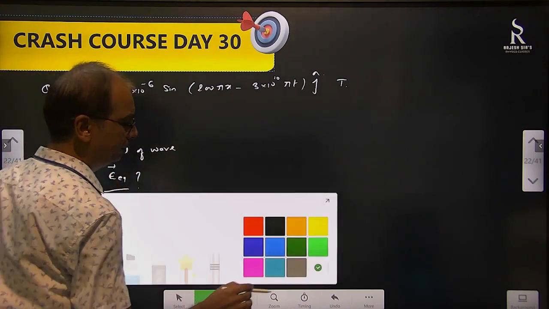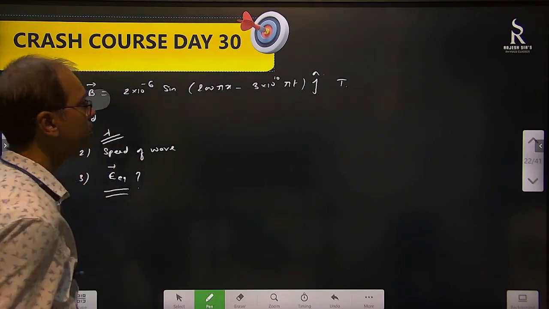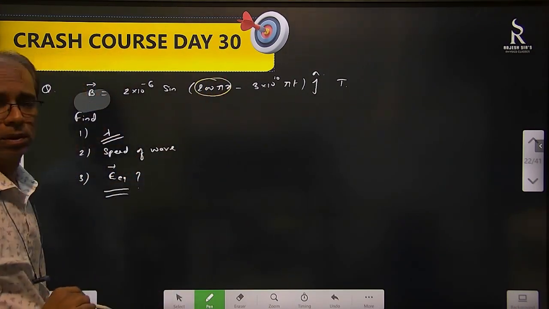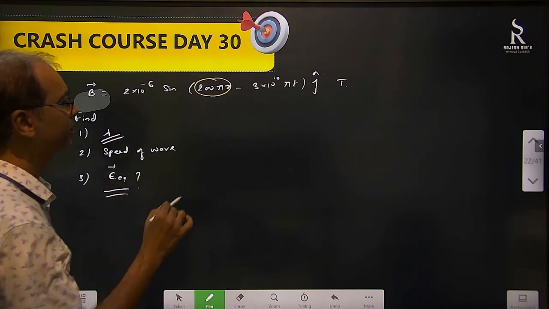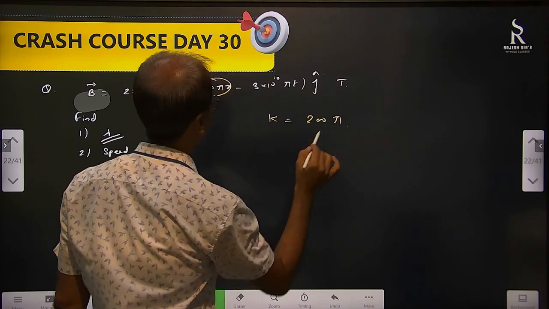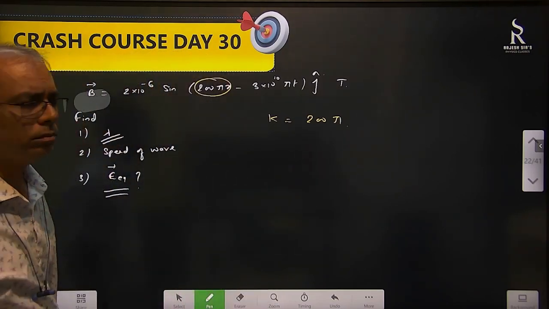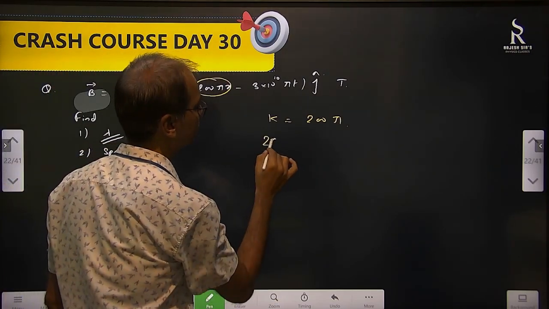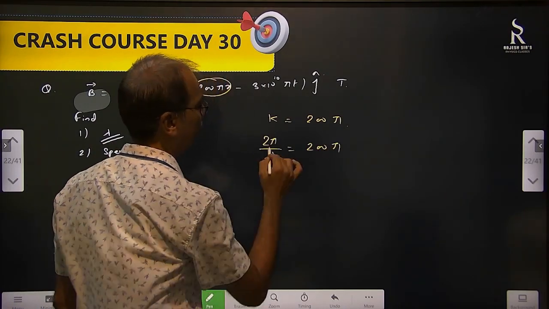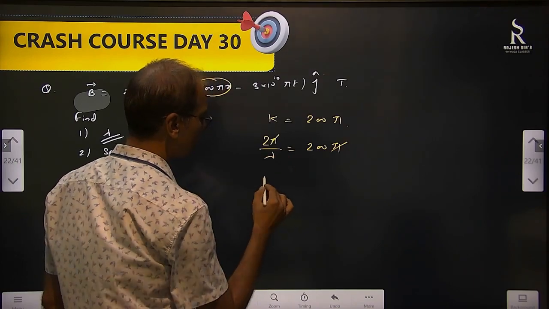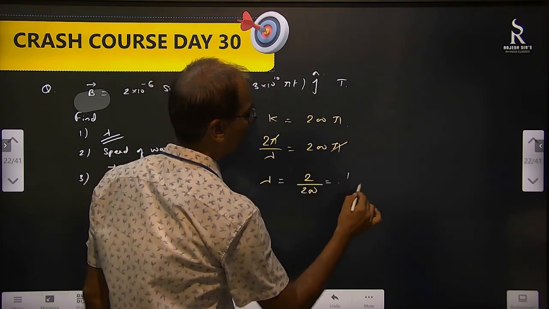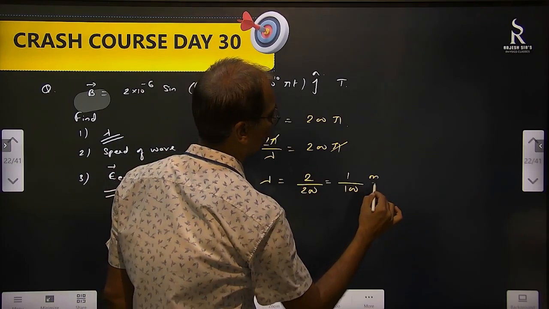Lambda. So we know that this basically is kx. So the k value is 200 pi. And k is what? 2 pi by lambda. Pi cancelled. Lambda is equal to 2 by 200. That is 1 by 100 meters. This is lambda.